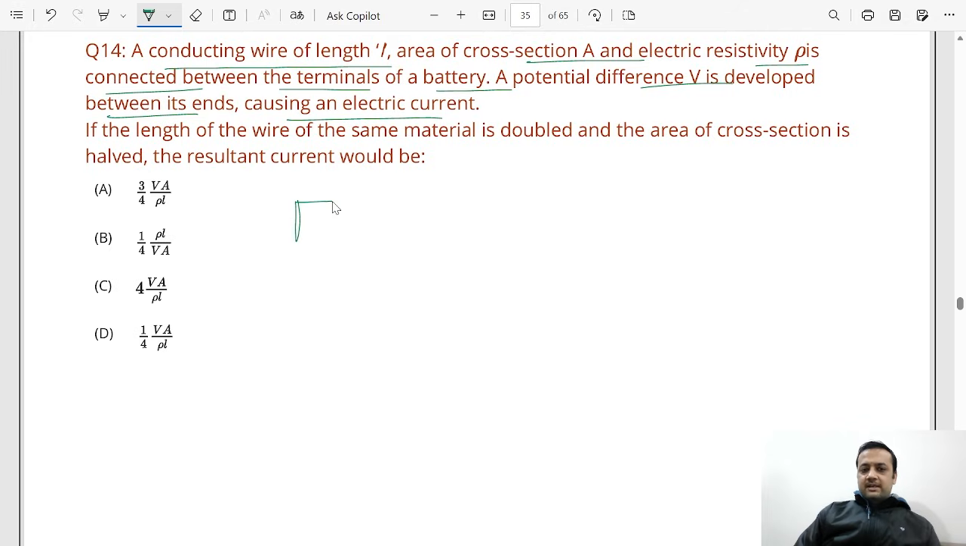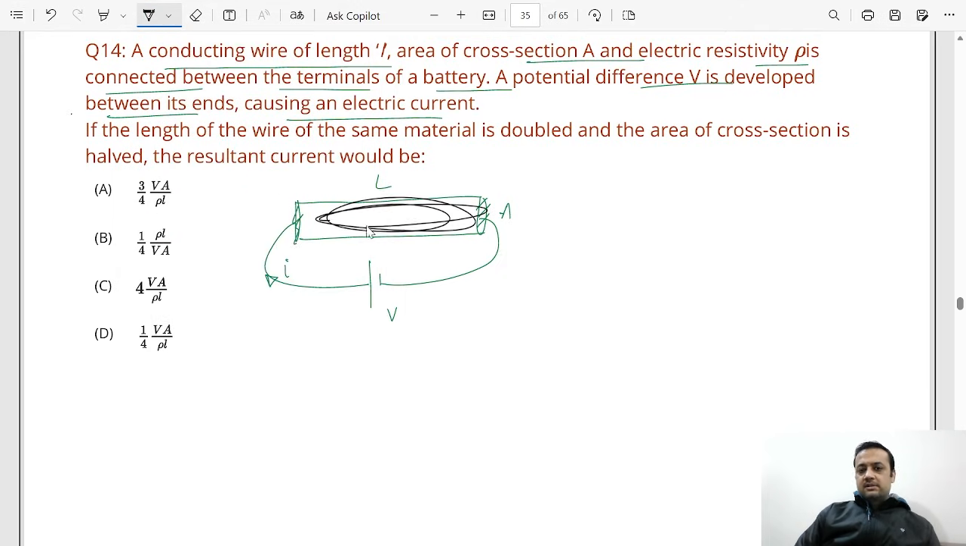So basically, imagine a conducting wire whose initial length is L, and right now the cross section area is A. Now if we connect this with a battery of potential V, there will be a current here. Very easy, because look, what is the resistance of this whole cylindrical wire? You know that resistance is rho into L by A.